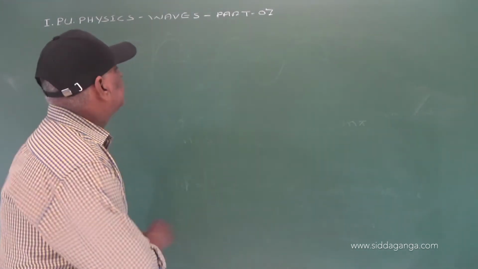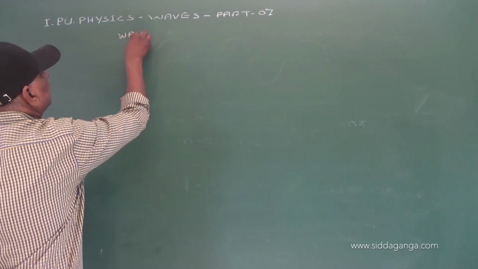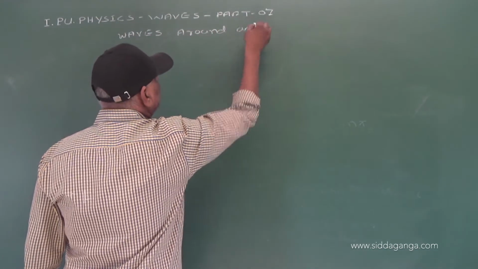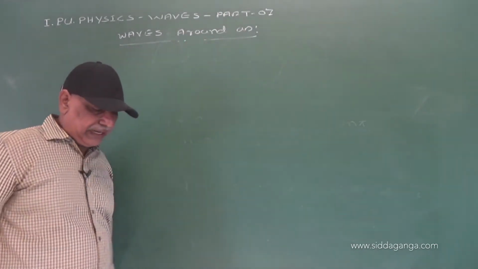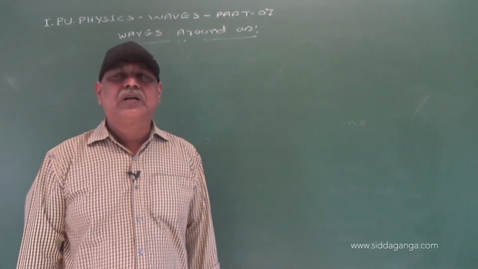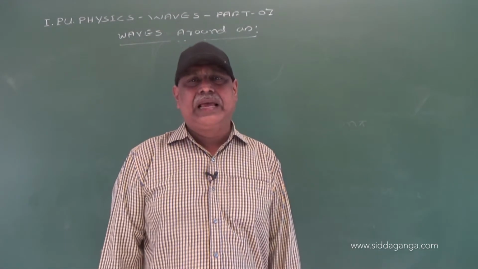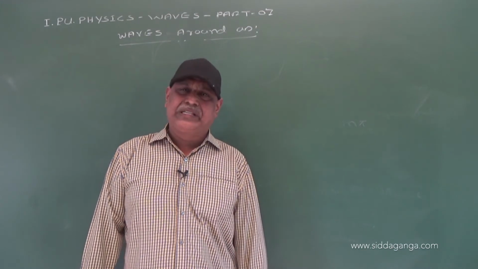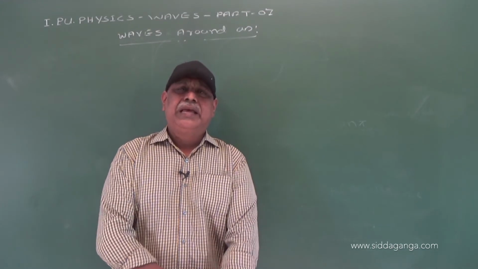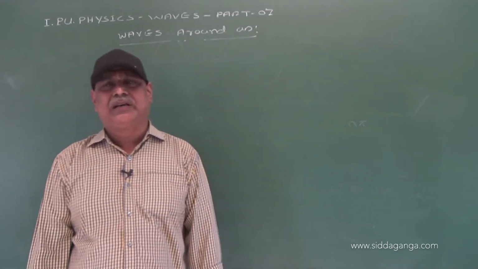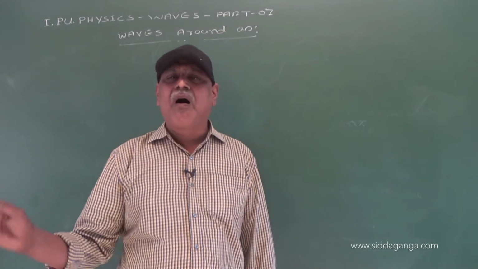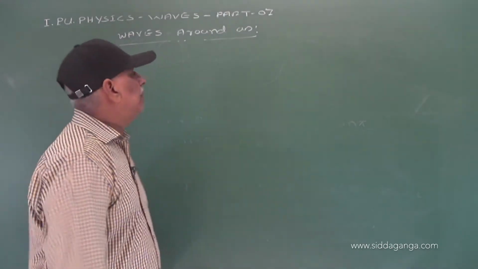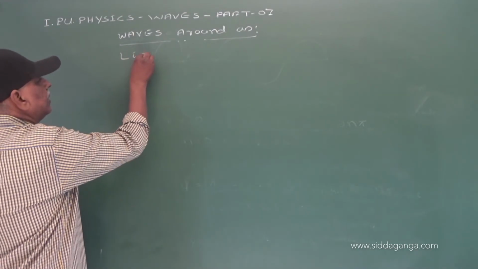Now, let us consider waves around us. In our day-to-day life, we come across so many kinds of waves like light wave, sound wave, microwave, radio wave, seismic wave, etc. Though they have different sources of production and properties, all of them transport energy from one point to another point. Now we will take the light wave.